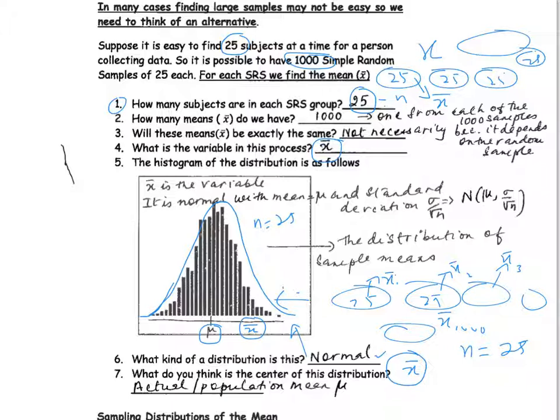So we've collected all the x bars and made a histogram out of it. The histogram shows us the shape of the distribution. The shape is roughly a bell-shaped, symmetrical distribution, which is a normal distribution. So what kind of a distribution is this? Clearly it is normal because it's bell-shaped. The next question is, what do you think is the center of this distribution? The center of the distribution is the mean mu, the actual population mean mu.